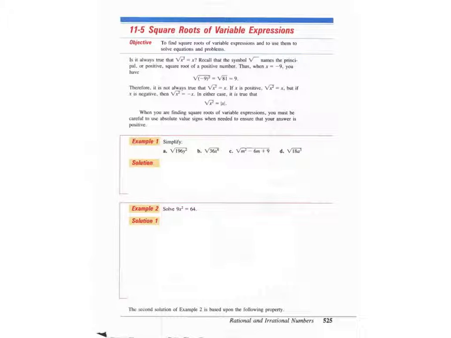Okay, so in this objective, we are going to be finding the square root of variable expressions and using them to solve equations and problems. The only difference now is we're going to have irrational roots, however, we're going to have variables with it. And instead of trying to square root a variable by finding what number times itself, we're going to take that exponent and divide it by 2.